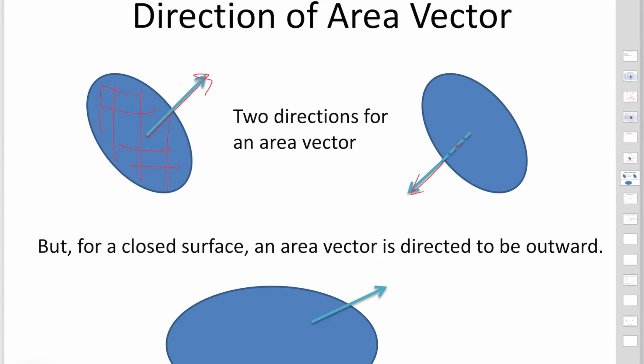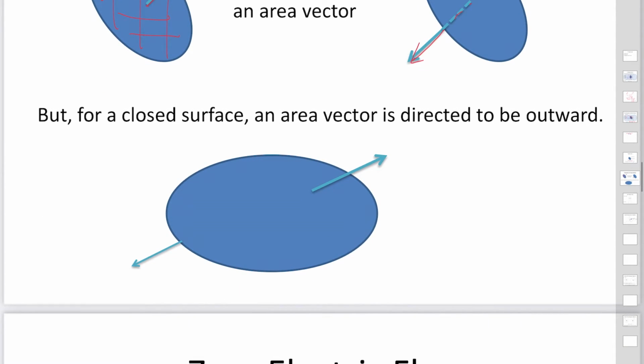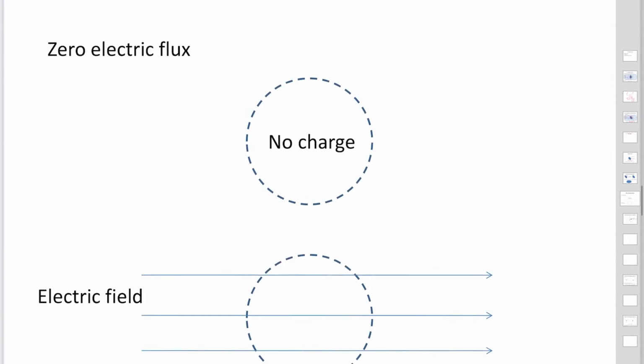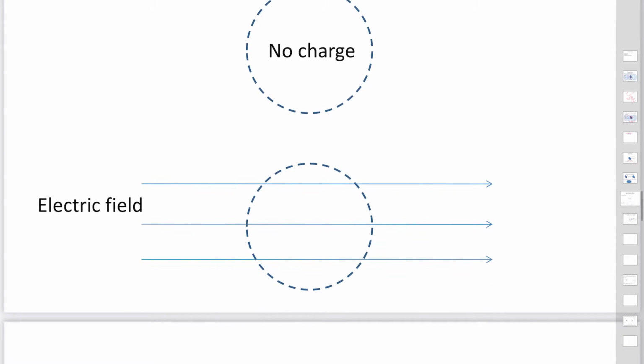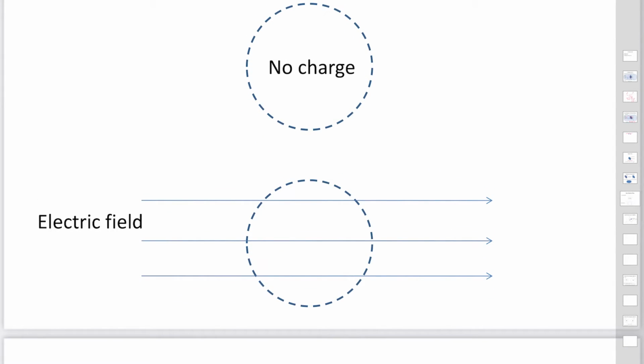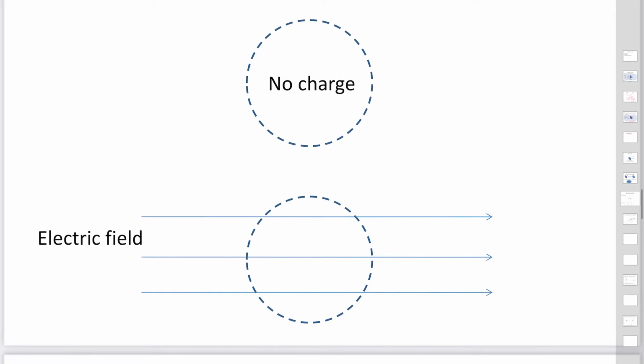But for a closed surface, the area vector is always directed outward. This is the area vector. Zero electric flux: if there is no electric field, then the electric flux becomes zero.